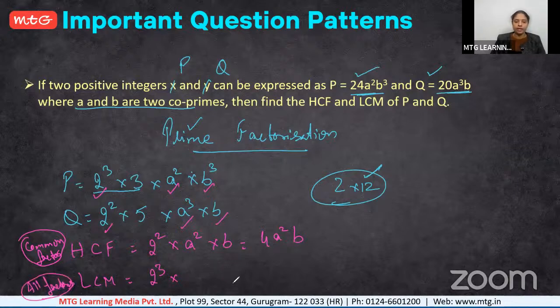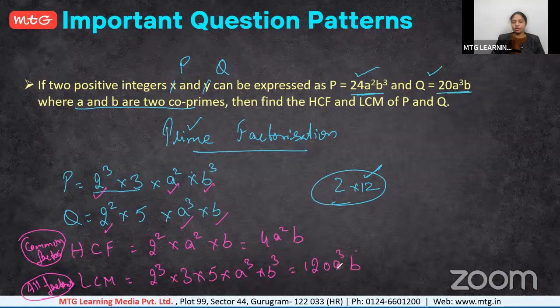So 2 cube, then 3 will be as it is, 5 will be as it is. And the highest power of A is A cube, and B's highest power is B cube. So this is how you get it. So this is nothing but 120 A cube B cube. This is the LCM of these 2 numbers.